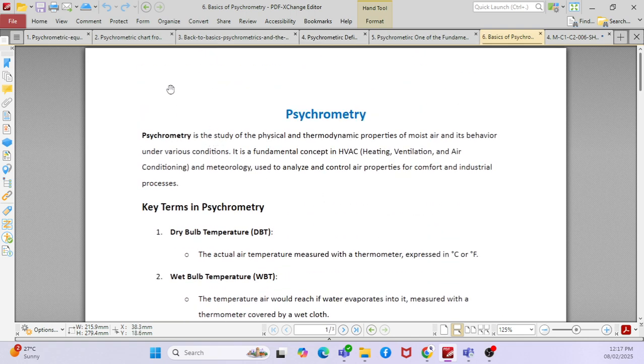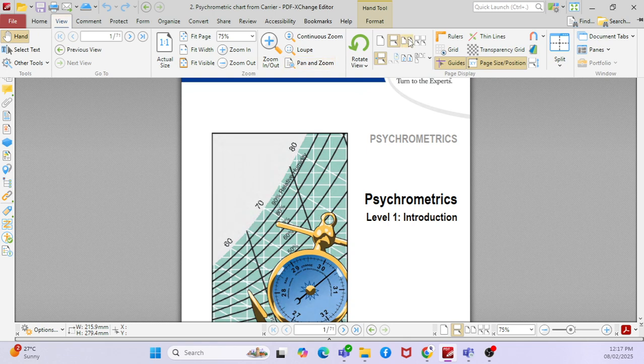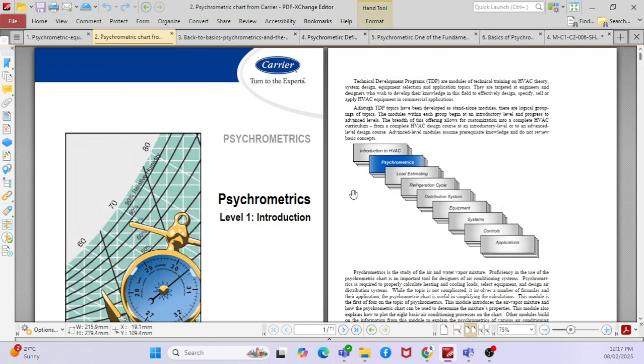If you go to, for example, another guideline called Carrier, this is the Carrier guide. Carrier has given a very detailed explanation. For example, it has 71 pages. If you go through the psychrometric chart, the same things we discussed just now will be repeated again by a different manufacturer.